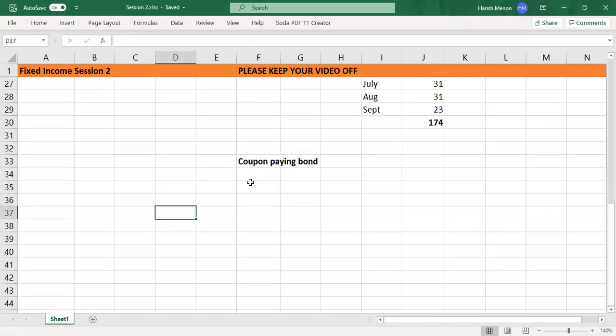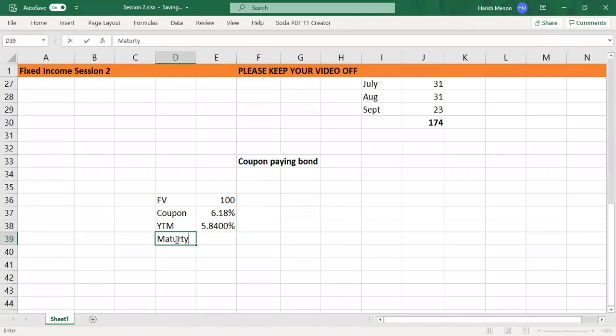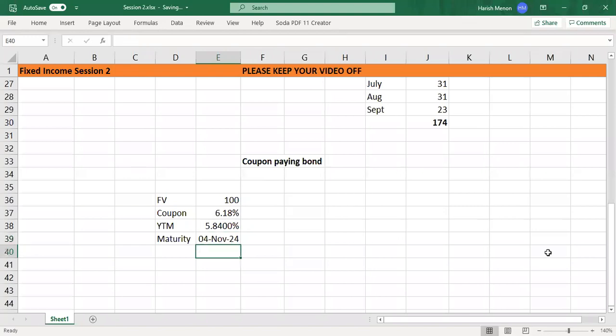So, coupon rate 6.18%. Face value for a government bond is always 100. YTM, let's assume is whatever, 6% because I will change it and we will compare the price, or 5.84%. Maturity date is what? Maturity date was 4th November 2024.